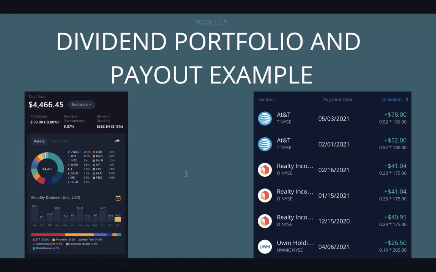Would you have to be in a lot of shares to get like 363? Is that a lot of shares? Well, this value here is based on, let's say, a 4,500 value portfolio.